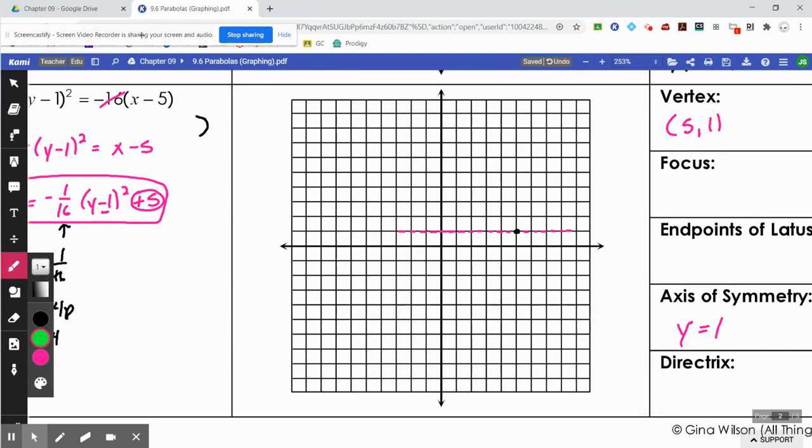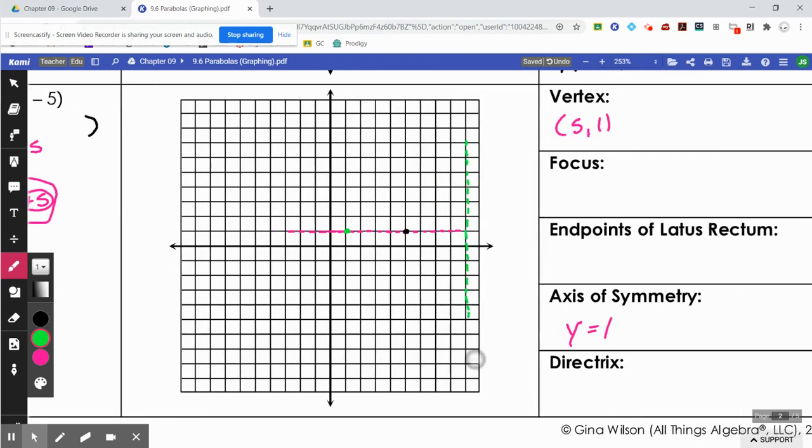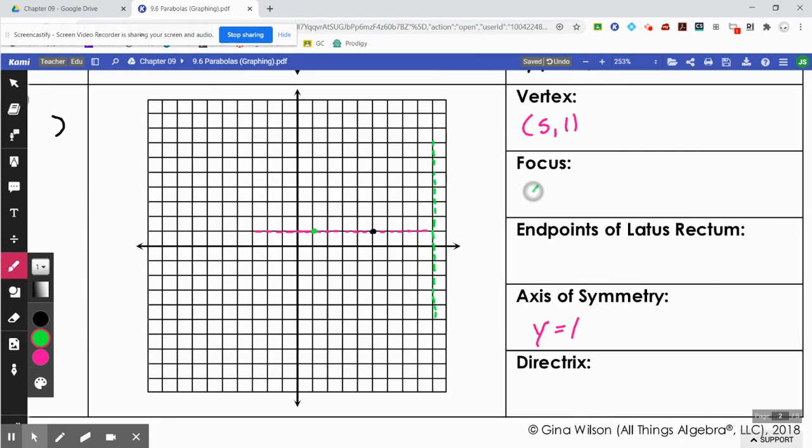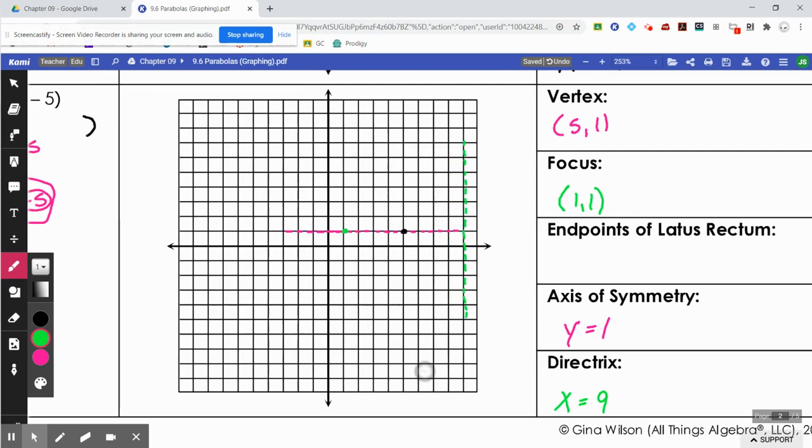So let's go 1, 2, 3, 4 to the left, and we can go 1, 2, 3, 4 to the right, and we can draw our directrix. So my focus is located at 1, 1, and my directrix is a vertical line at x equals 9.